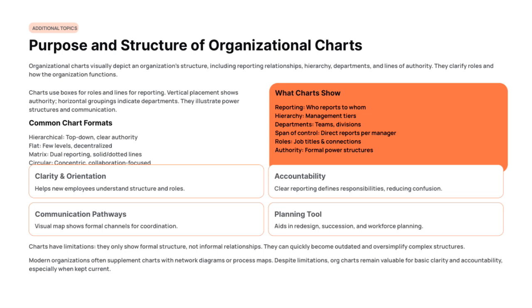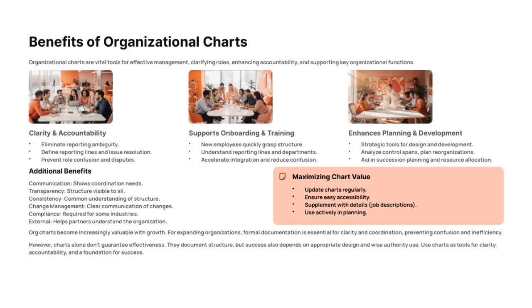Ultimately, organizational charts visually depict how the organization is structured, including reporting relationships, hierarchy, departments, and lines of authority. They help clarify roles and show how different parts of the organization work together, making complex structures easier to understand. While charts are incredibly useful, they don't automatically guarantee effectiveness. They help document the structure of an organization, but true success depends on using them appropriately, with thoughtful design and wise authority. Think of charts as tools that promote clarity, accountability, and serve as a solid foundation for success.